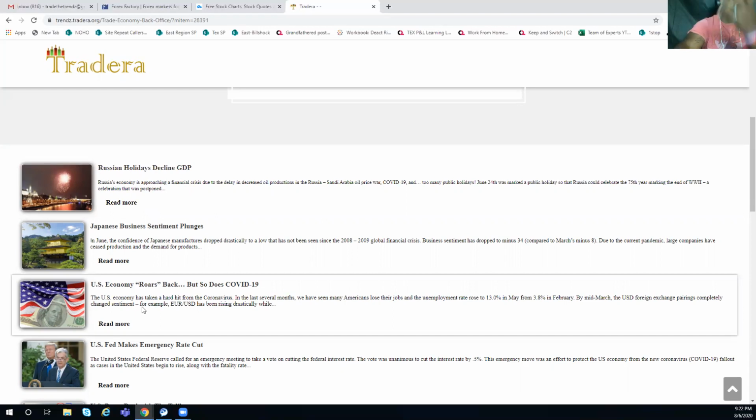So now, for example, stimulus checks come out. Hey, that means the U.S. dollar is probably going to get weak. Why?